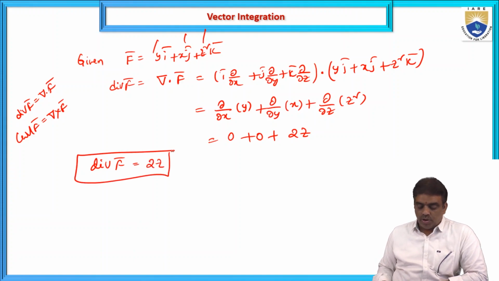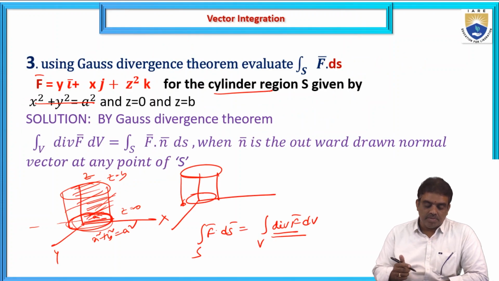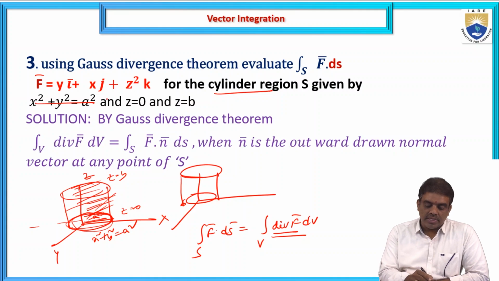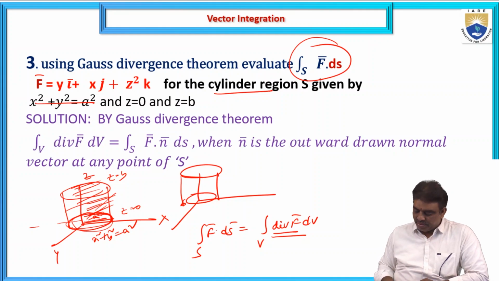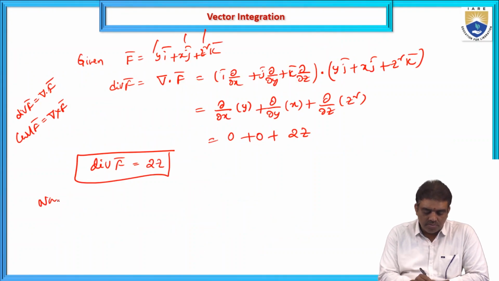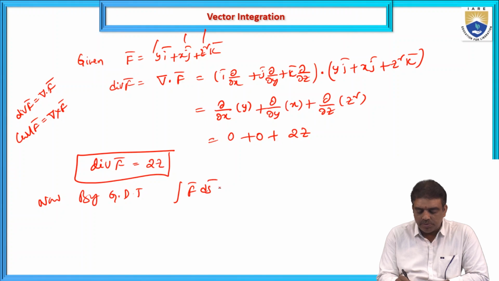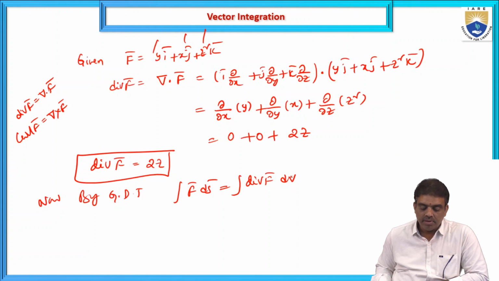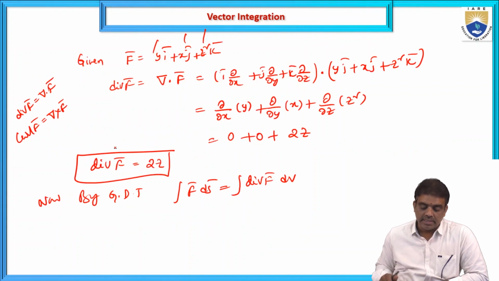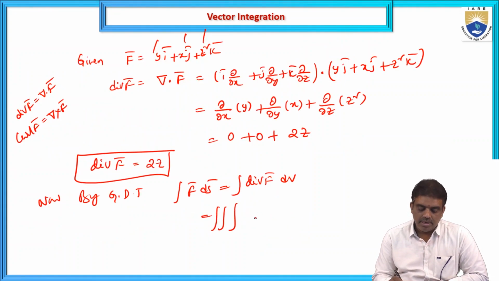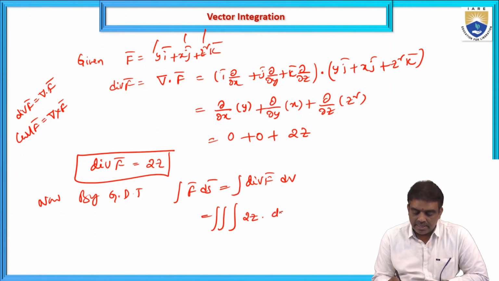Now apply the Gauss divergence theorem. By the Gauss divergence theorem, the integral f bar dot ds bar is equal to the integral over v of div f bar dv. Already here I have clearly mentioned. That is a triple integral of div f bar, which is 2z, with dx, dy and dz.